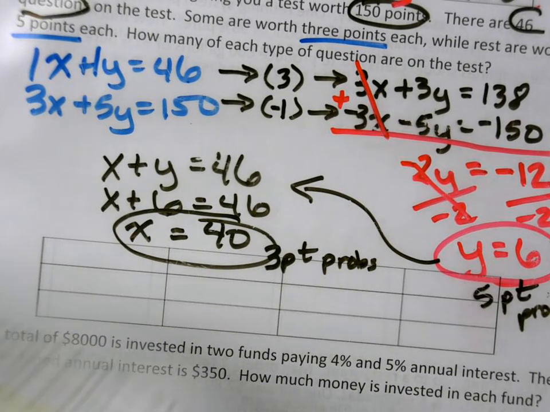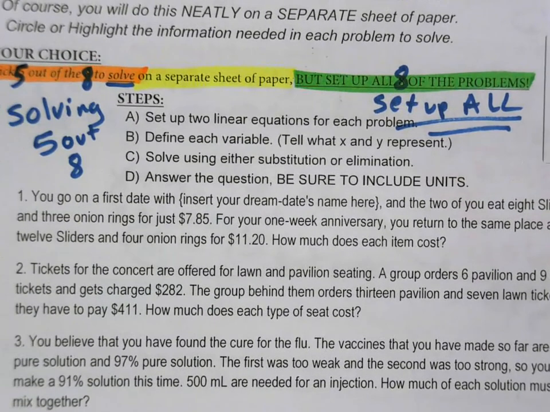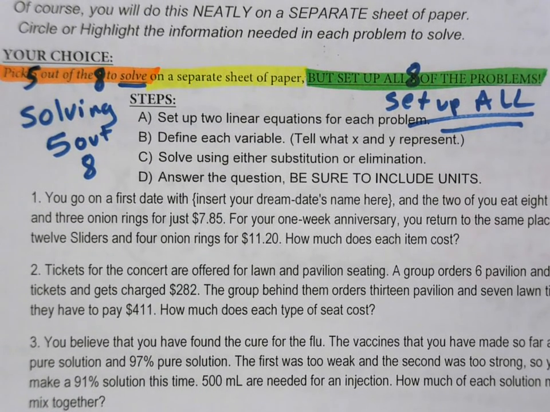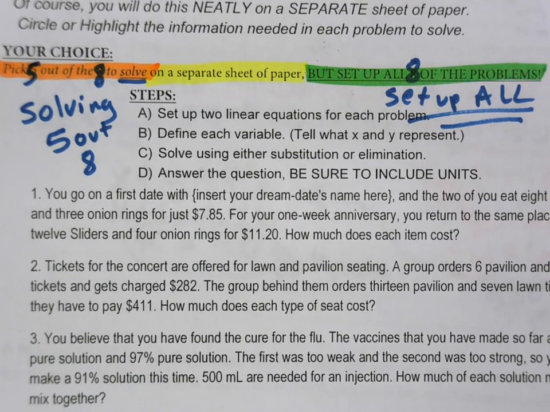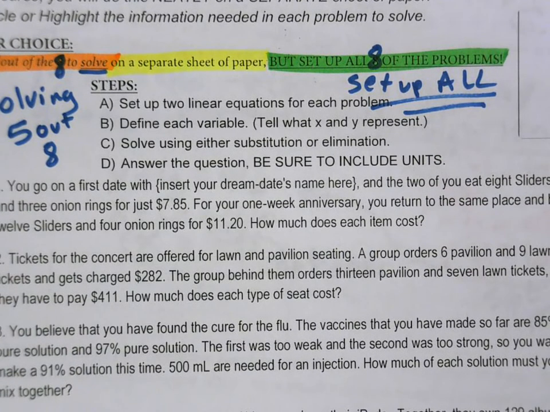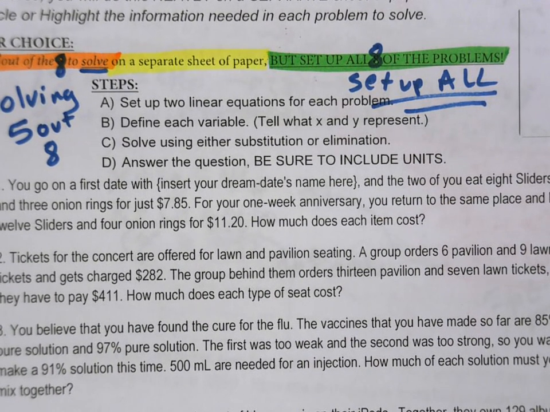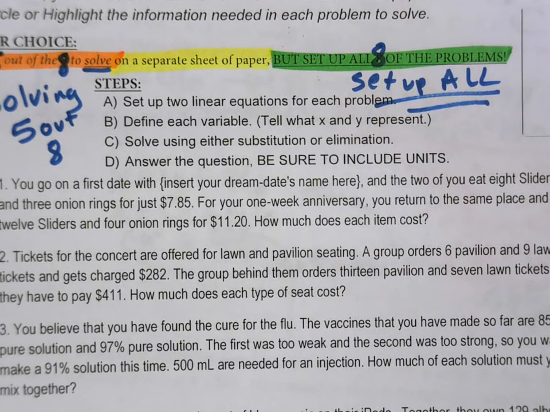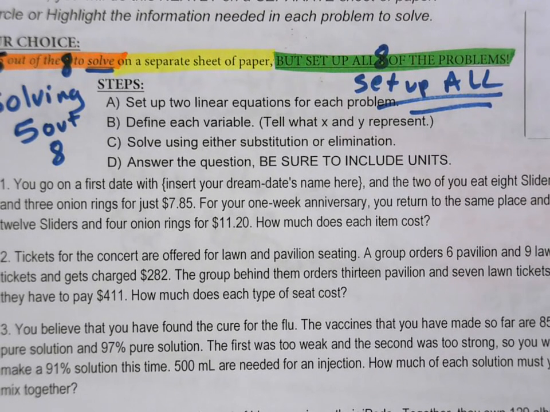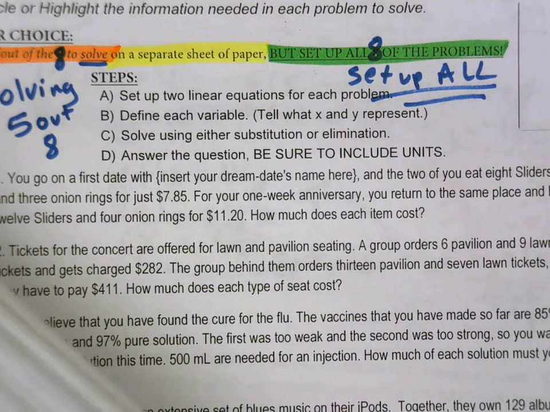So your assignment that I'm going to hand to you is this one. It's all word problems. I want you to try to solve 5 out of the 8. But at the very least, because we didn't have any time in class, I want you to get all 8 of them set up. To the best of your ability, set up all 8 of them, even if you don't have time to solve them.